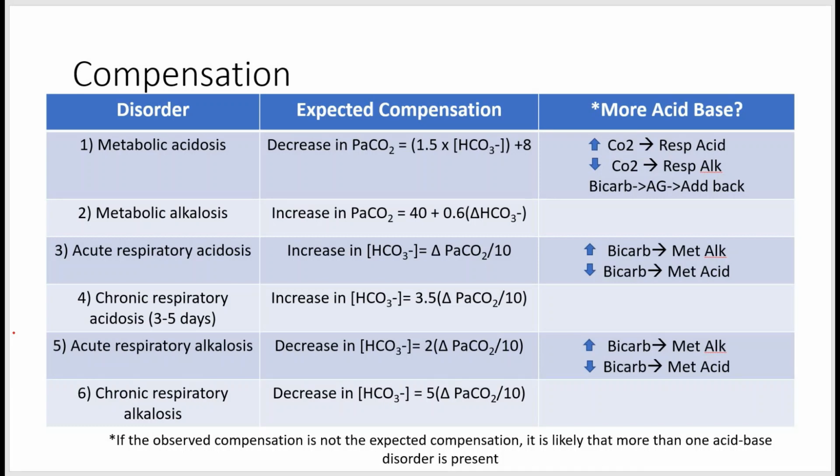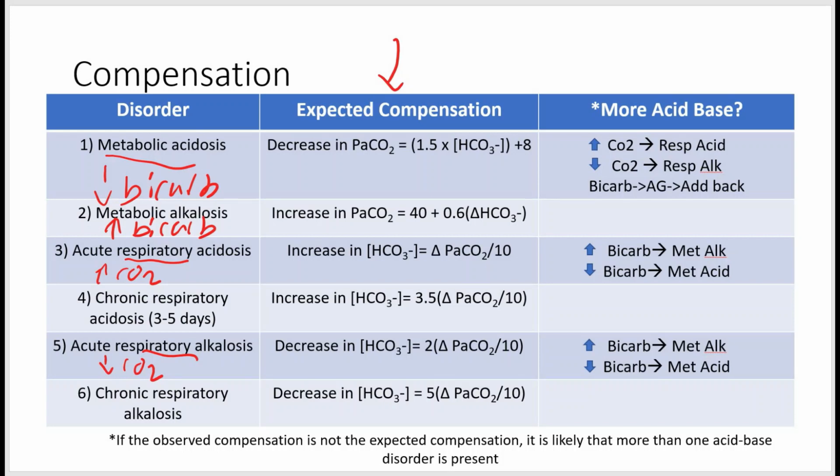Next, we'll talk about how your body compensates for your primary acid-base disorder. So remember, in metabolic acidosis, you have decreased bicarb. In metabolic alkalosis, you have increased bicarb. In respiratory acidosis, you have increased CO2. In respiratory alkalosis, you have decreased CO2. So this column shows what happens and how your body compensates in acid-base disorders.